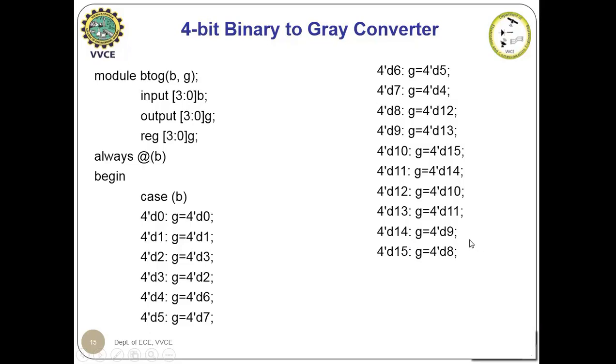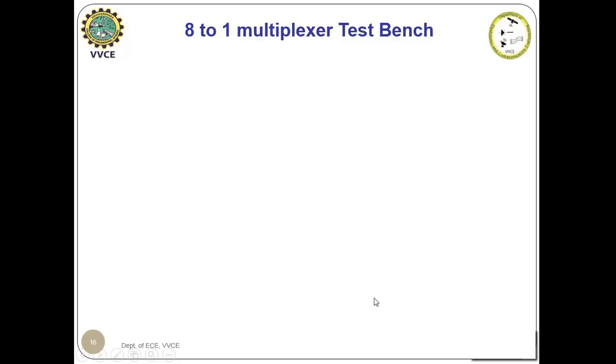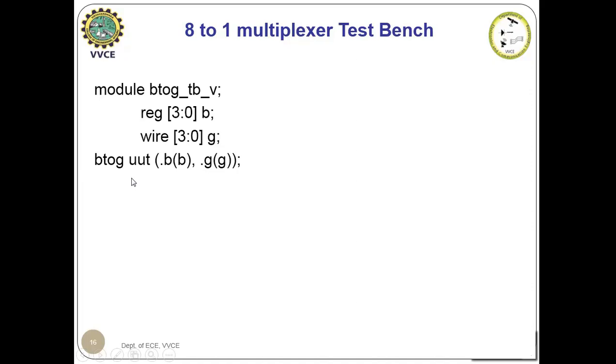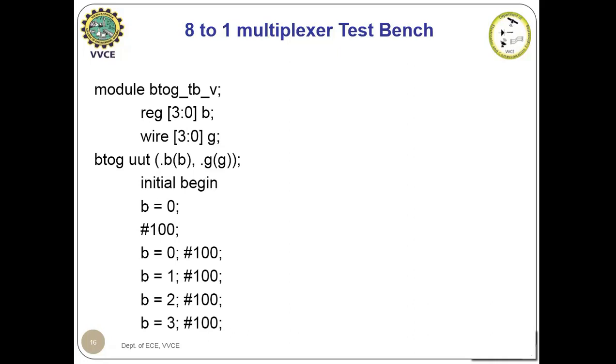Now this was the code for binary to gray converter. I have a default value also, where default value is don't care, end case, end module. Now we'll move on with the test bench. Now writing a test bench module B to G underscore TV underscore B. I'll be defining the input as register and output as wire. Then I'll be calling the module and I'll be mapping the variables of test bench with the inputs and output of the module. Initially I'll be making the B input 0 for 100 nanoseconds.